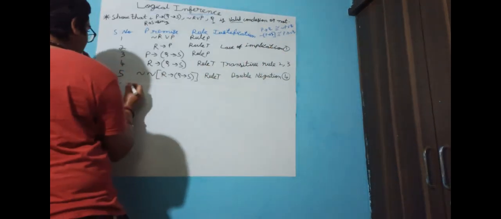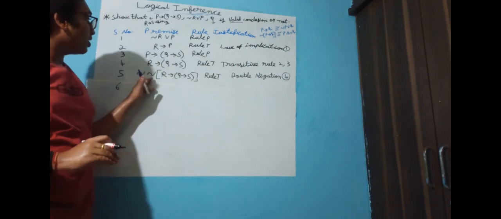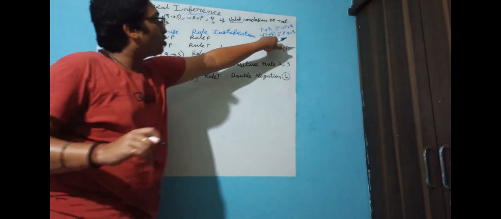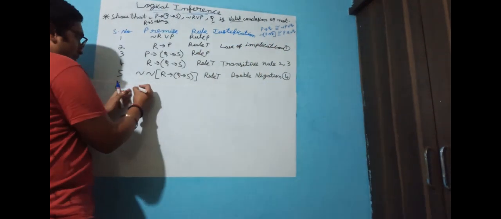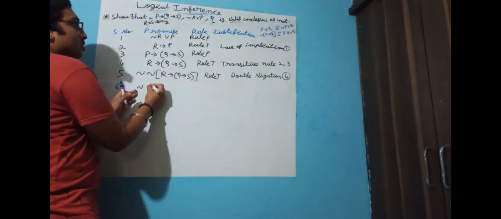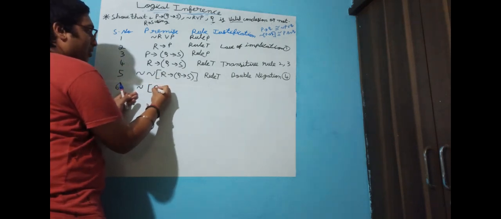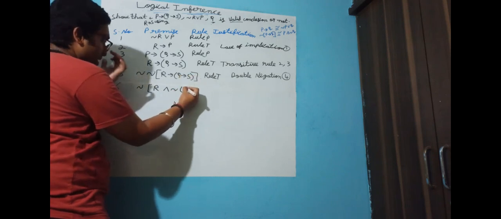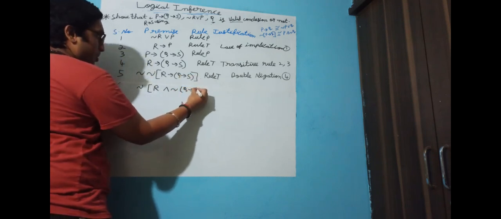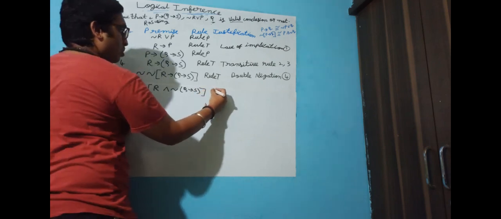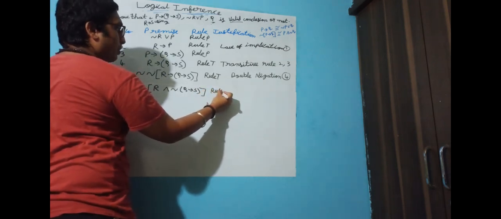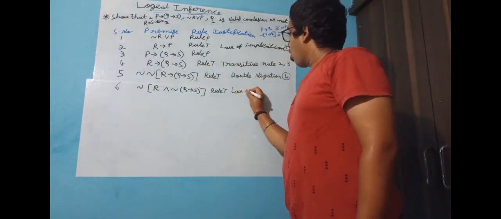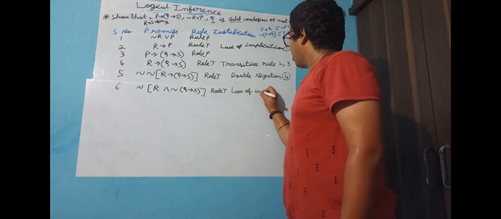Next, coming to the 6th step, keep one negation outside, and by seeing one negation, if you apply, it is similar to this one, nothing but P and negation Q, right? One negation is as this, and one more will be as P and negation Q. Q is this entire thing, Q implication S. Rule T, again law of implication.